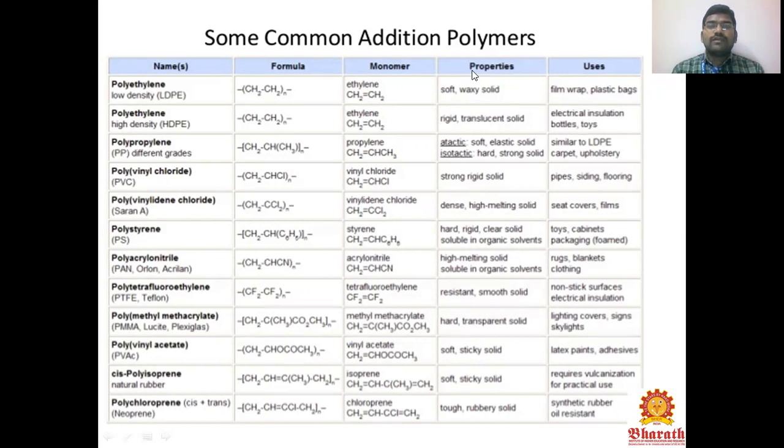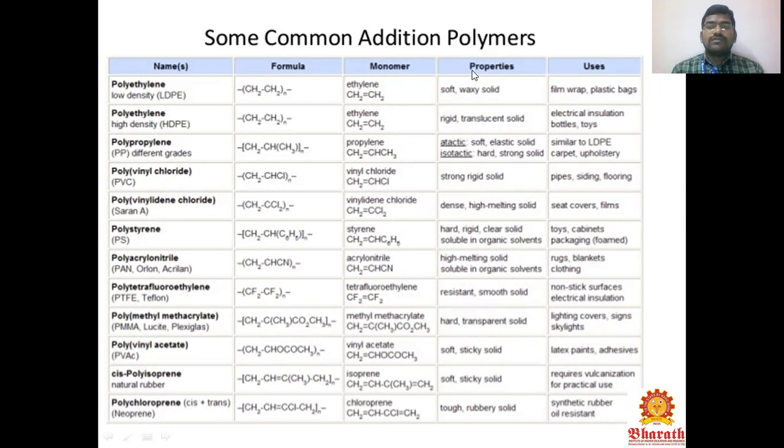You can see clearly what is made up of that copper wire. Polyethylene is used in plastic and bottles. Some bottles are prepared from it, and toys also. There are different grades for that. Next, polyvinyl chloride is used for pipes and flooring. Polyvinyl chloride is also used for seat covers.